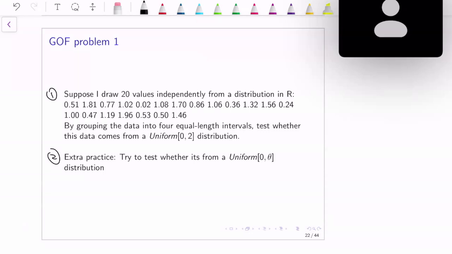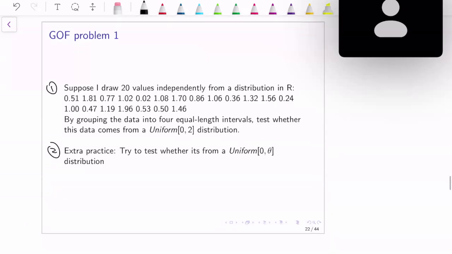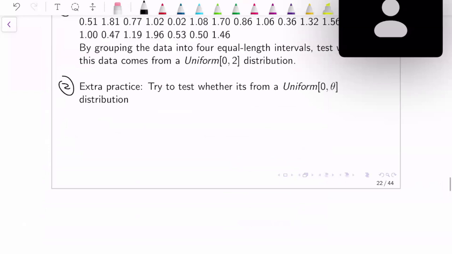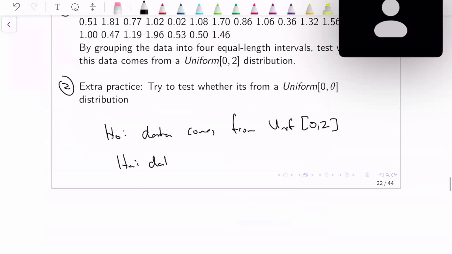All right, I'll go over this problem now. So goodness of fit. I'm not sure if you'll put a goodness of fit problem on your exam, but again, be prepared for anything. So we'll go over this now. The null hypothesis for goodness of fit is that the data comes from a uniform 0-2 distribution, and our alternative is that it does not.